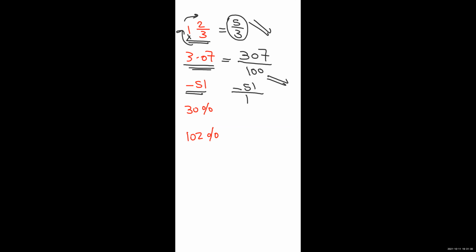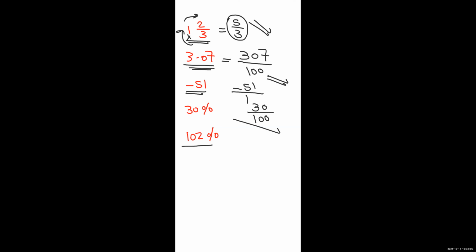The next one is 30%. Is it rational or not? 30% is a rational number because 30% can be 30 over 100. Exactly, great. Then what about 102%? Yes, it's a rational number, of course.